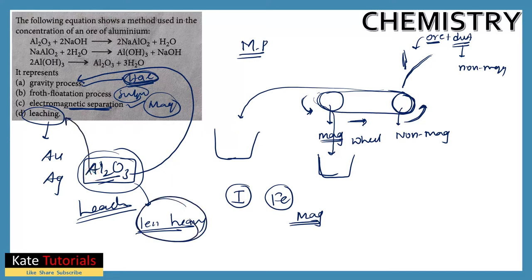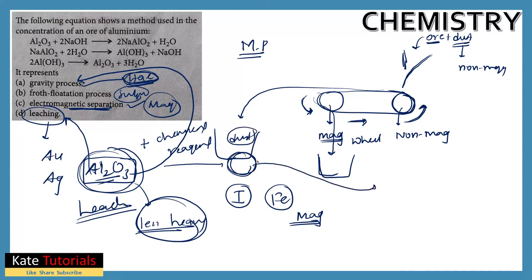So what is this leaching? The ore will be treated with a suitable chemical reagent. Then it forms a compound which will be separated by filtration, whereas dust particles will not form the compound, so they will be separated out. Later on we extract the pure ore from that soluble product. If you want to see an example, the above one is the example.